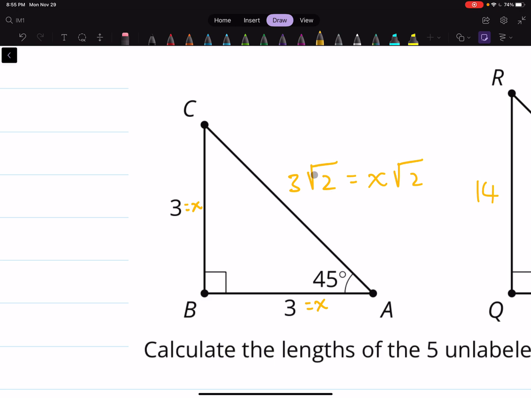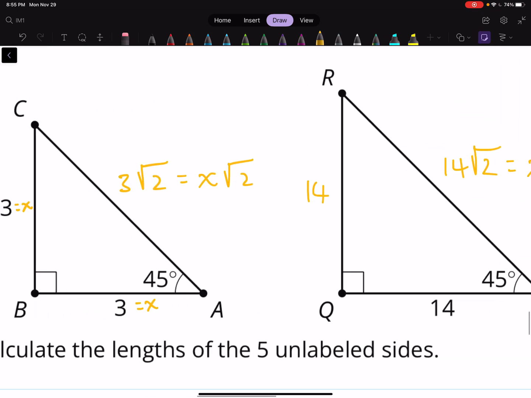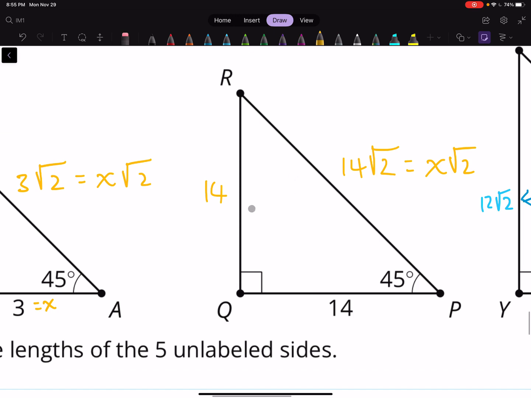So you guys don't have to use the Pythagorean theorem every time for the 45, 45, 90 triangle, because you can just use this one here. Okay, you can use the conjecture. So same thing with this one. This value wasn't given, right? So we got that 14. If this is 14, then this is also 14.